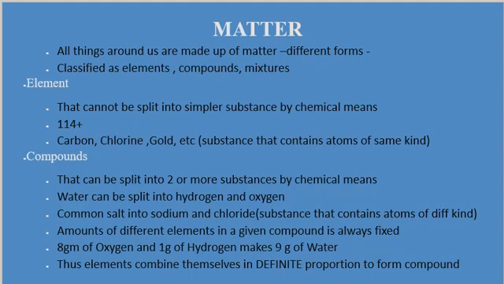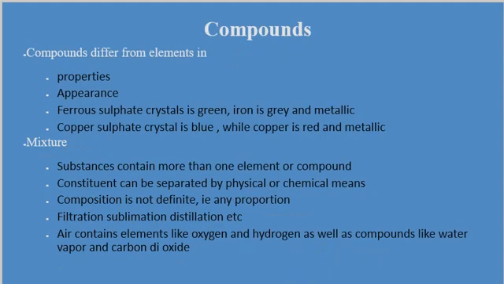Now, 8 gram of oxygen and 1 gram of hydrogen makes 9 gram of water. That is why we say the proportion of the different elements in a compound is always fixed. The elements combine themselves in a definite proportion to form a compound. Elements are the simpler, basic substances which have only one kind of atom and which cannot be divided further. These elements combine together in a definite proportion, 8 to 1, to form a compound.